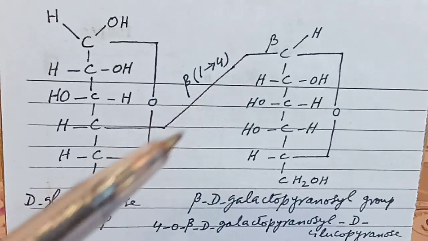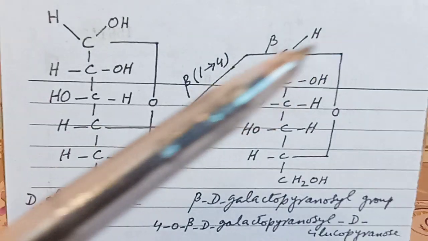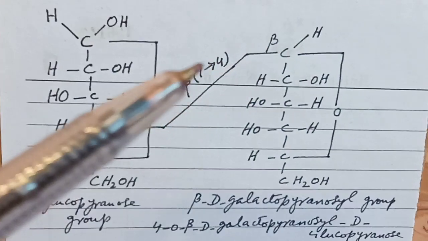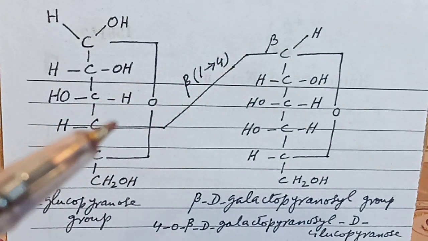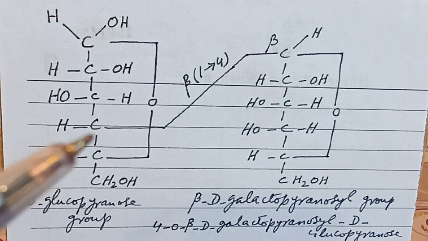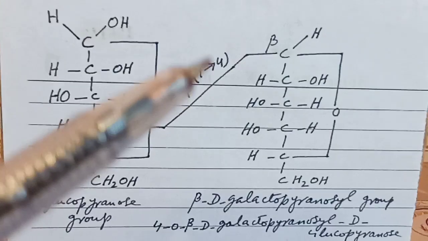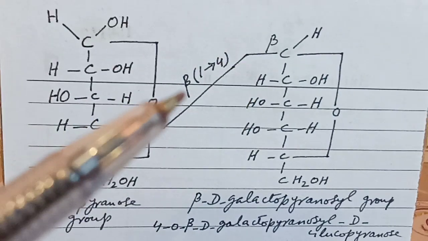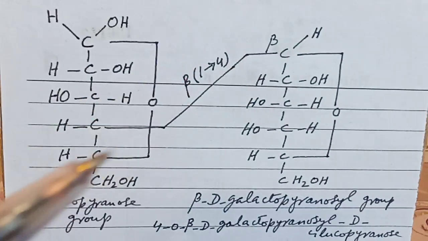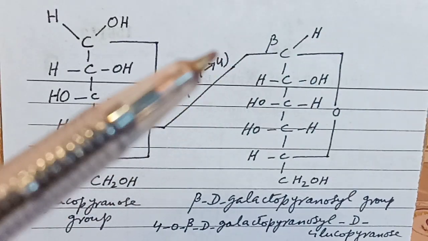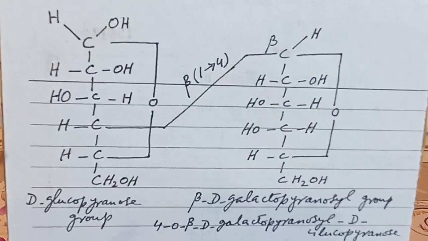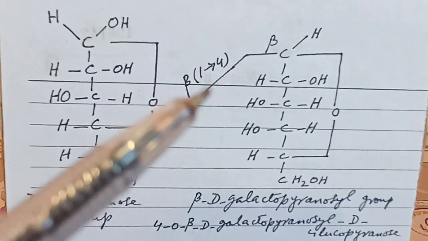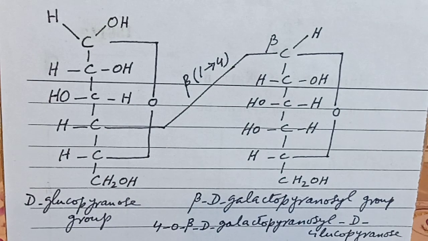So these two sugars: the alcoholic group of carbon number 1 of beta D-galactose sugar will condense with the alcoholic group of carbon number 4. As a result of the condensation reaction, a water molecule will be produced and dehydration will occur. The water molecule will be lost, and the glycosidic bond will be formed between carbon number 1 and carbon number 4. This will be called the beta 1,4 glycosidic bond, also called the beta 1,4 glycosidic linkage.